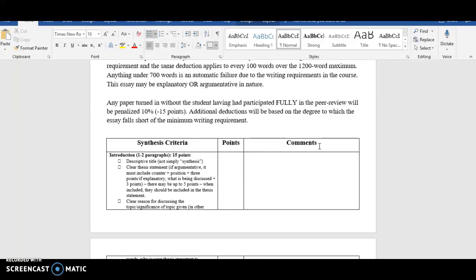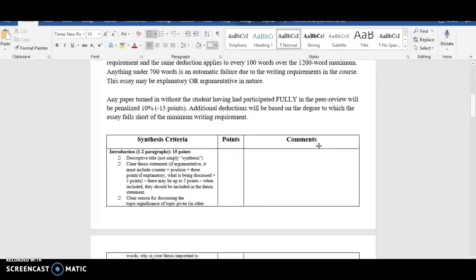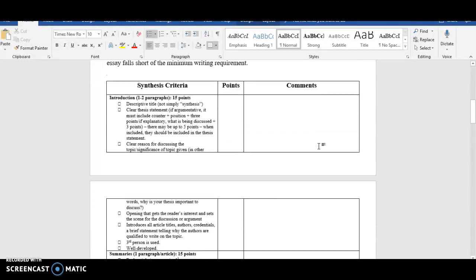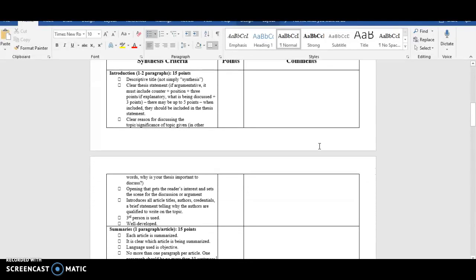Any paper turned in without the student having fully participated, again, it's on this too, will be penalized. And there's the 15 because this is 150 points. I want to make sure you understand some of the criteria in the introduction. Your descriptive title should not just be synthesis. The thesis information, I've even put the format on here of how that should be formulated, and it does need to be formulated this way, so please read that clearly. Please read that so it's clear to you.